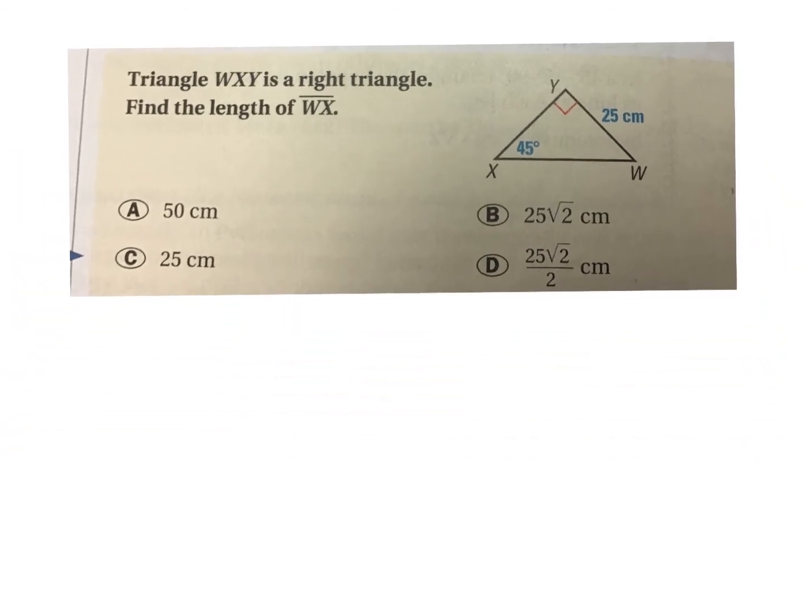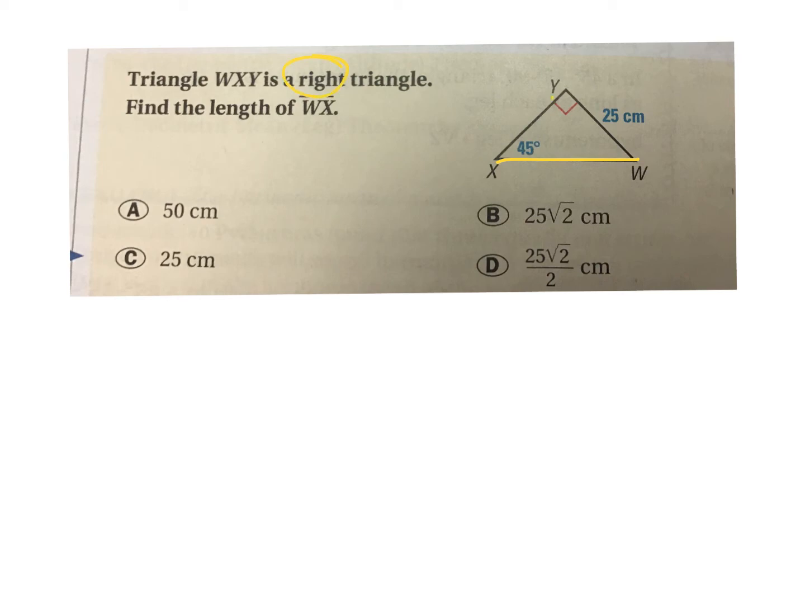All right, example 3. Triangle WXY is a right triangle. Find the length of WX. So which one's WX? WX is the... what's the fancy word for that? Hypotenuse. Yep, hypotenuse. Okay. First of all, do we know what kind of triangle this is?